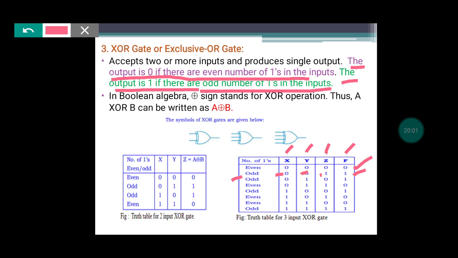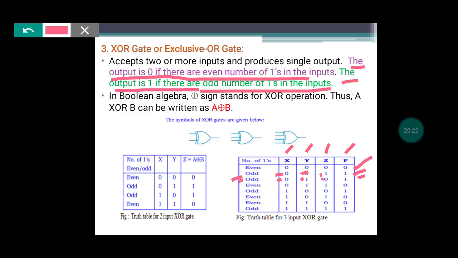the inputs. Now in the third row, see, X has value 0, Y has value 1, Z has input signal 0. Here also 1 has appeared how many times? Here also 1 has appeared 1 time. That is an odd number of times. So the output is 1.